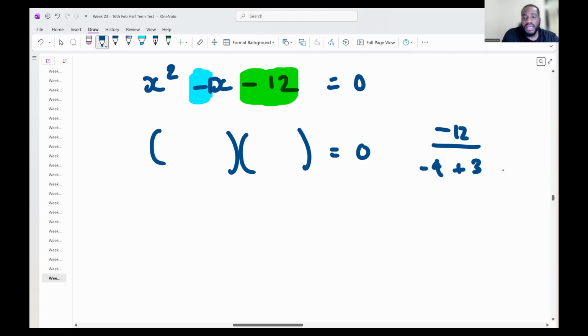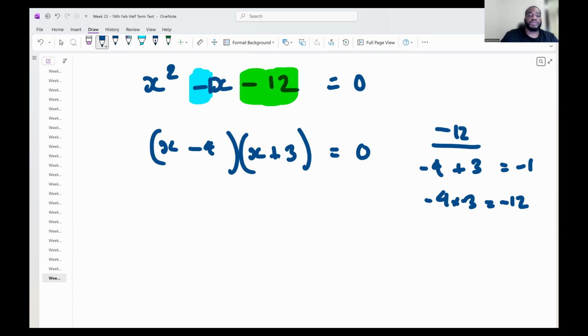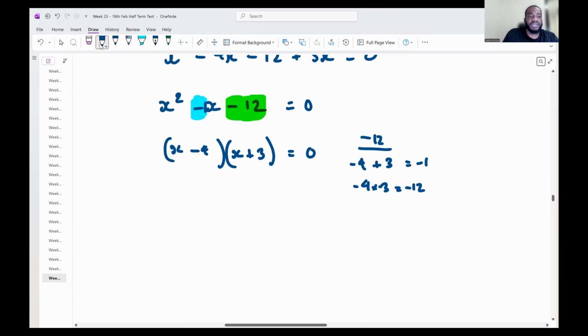A minus 4 and a 3, right? If I add those, that makes a minus 1. If I times those, I get a negative 12. So it's definitely these. So I put x there and x there, a minus 4 there and a plus 3 there. Now to get x, what do we do? We just set these equal to 0.